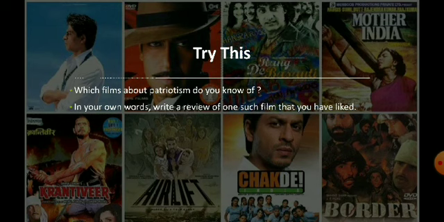Students, you can try this. Which films about patriotism do you know of? Here you can see few examples on the screen. You can select any one and write a review in your own words of one such film that you have liked in the rough book.